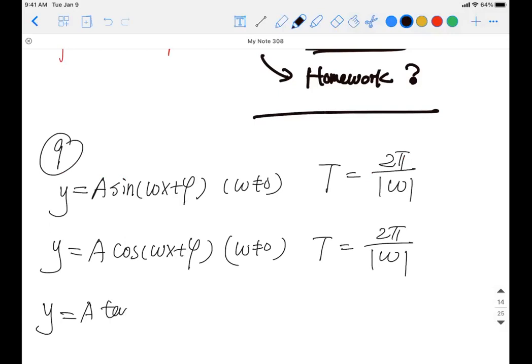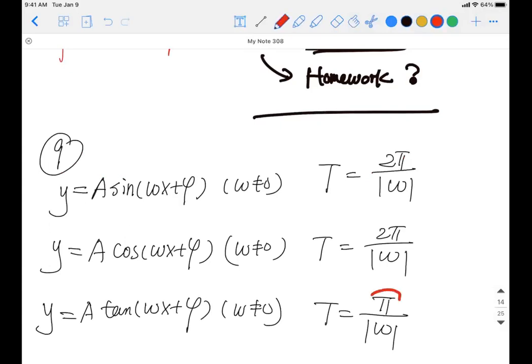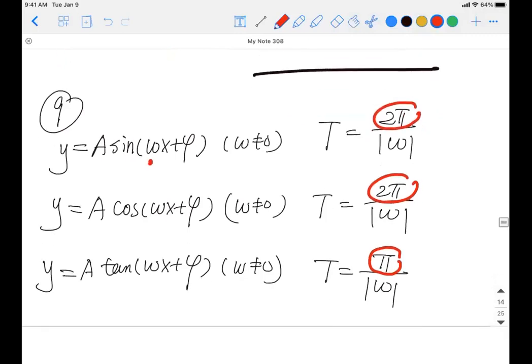And tangent(omega x), also omega not equal to 0, is exactly the same thing, but you want to change this into pi, not 2 pi, right? These are both 2 pi, and this is pi. In our previous example, we gave you sine x, cosine x, aka omega equals 1. So sine is 2 pi, cosine x is 2 pi, tangent x is pi, right? But generally speaking, if there's a coefficient for sine, cosine, tangent, you would be able to have something a little bit flowery, but I think this is very understandable. So far, so good? Any questions?